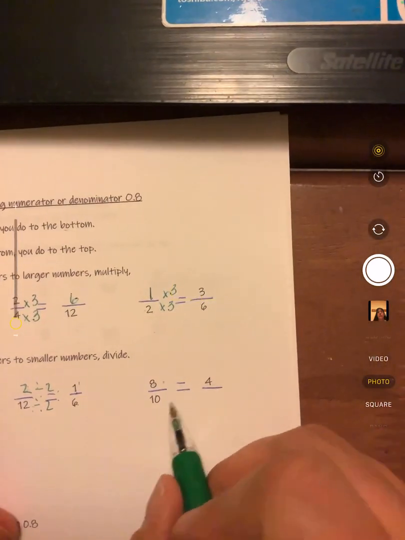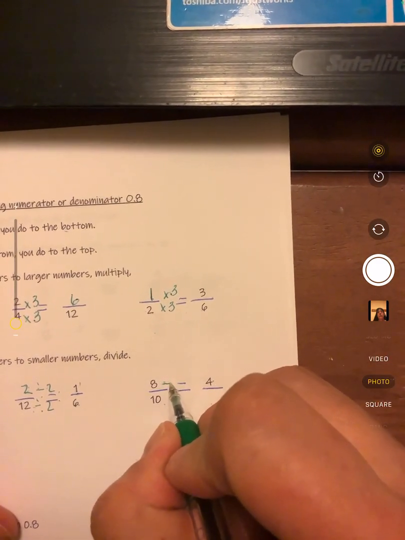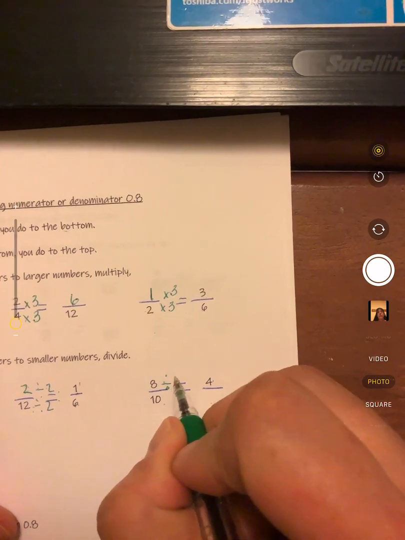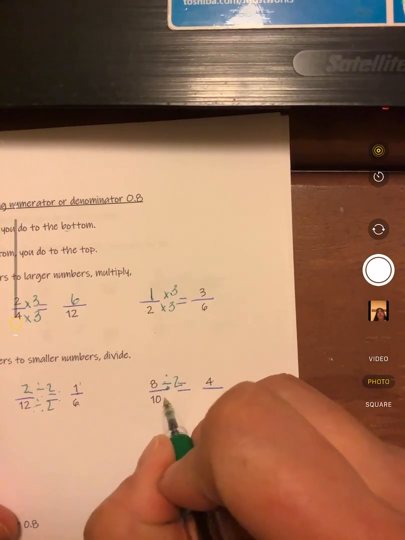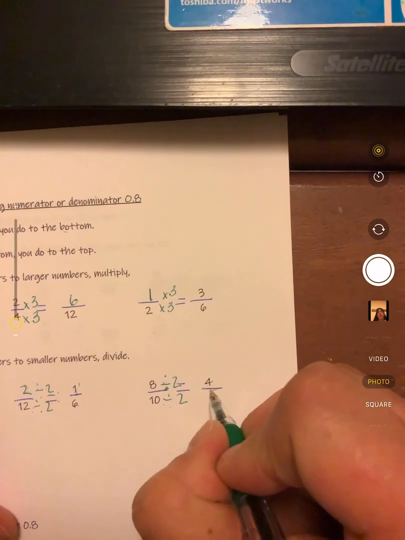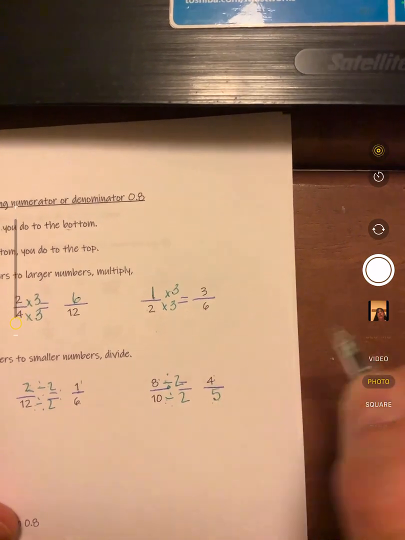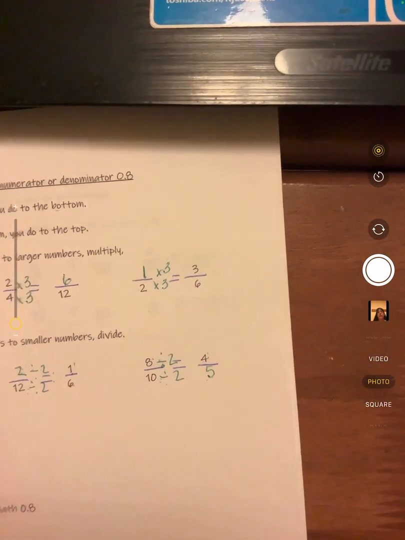And then I have 8 tenths equals 4 blank. What do I do to 8 to get to 4? I divide by 2. So then I have to divide the 10 by 2. 10 divided by 2 is 5. So 8 tenths is the same as 4/5. That's how you do this.